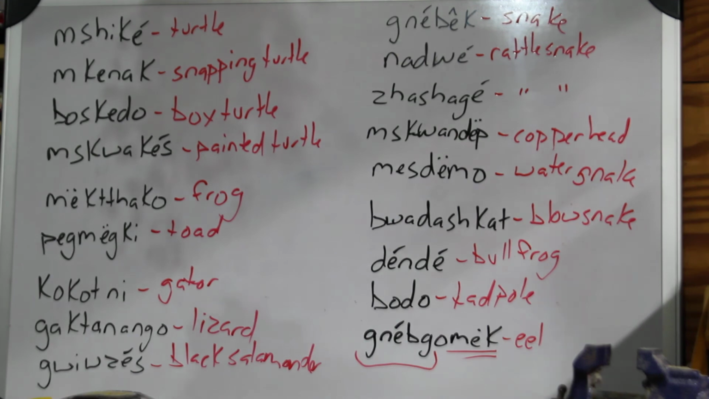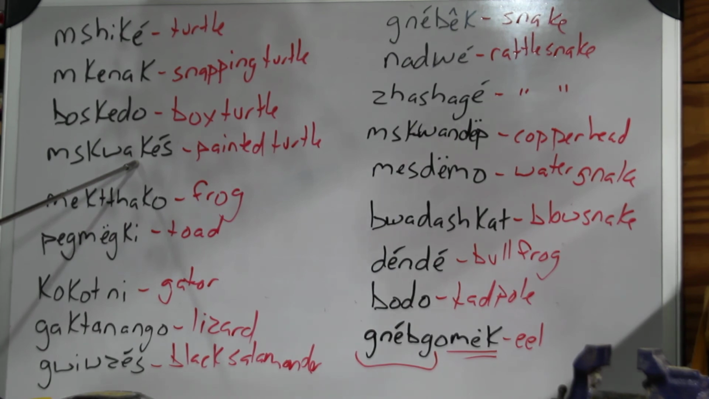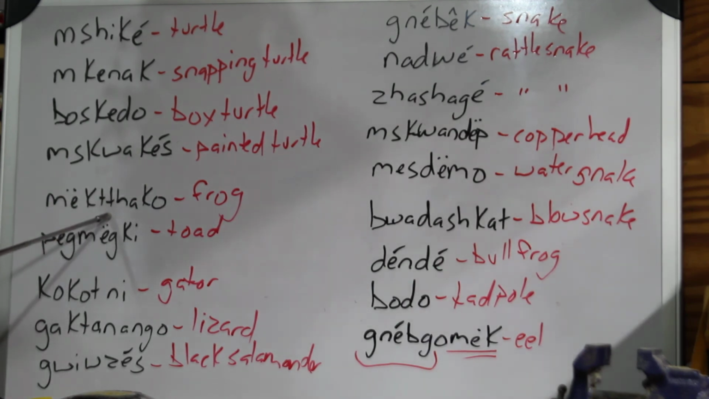So we'll go through and we'll say these. We got Mshika, Mkinok, Bosekido, Msquakas, Makchako, Pigmugki, Kokotni.